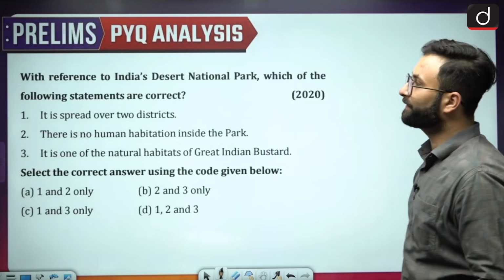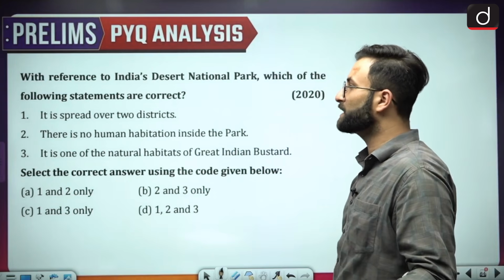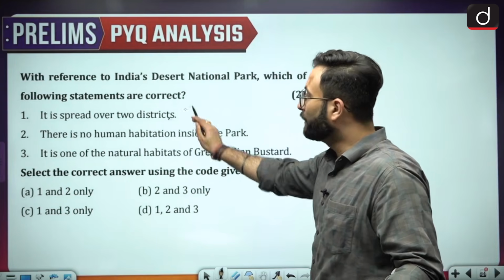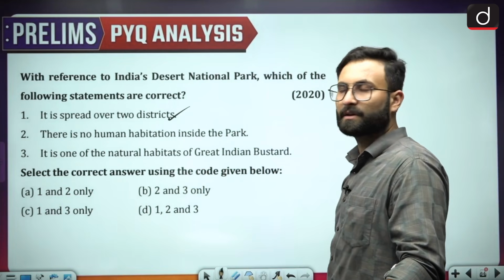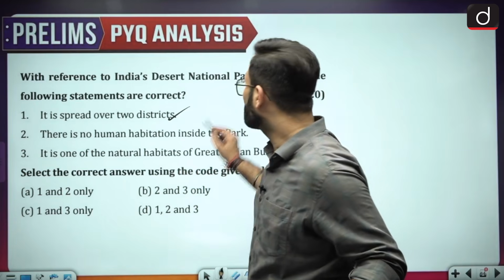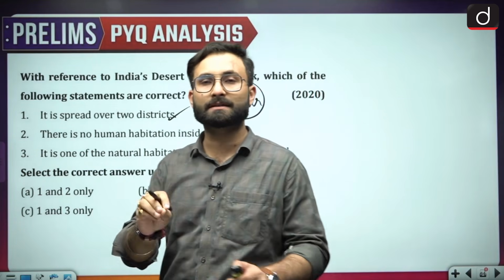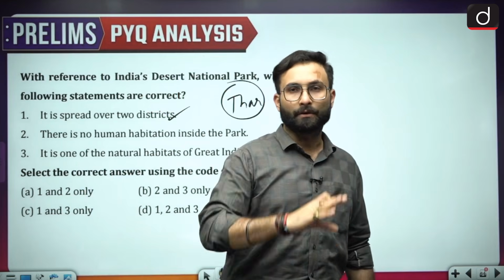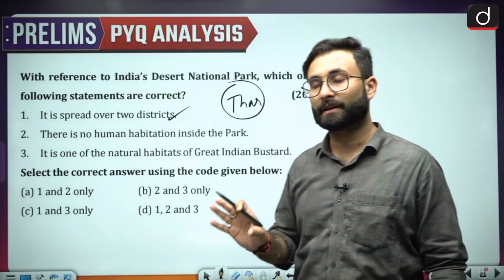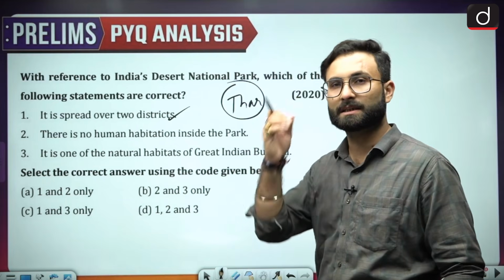Coming to the next one, with reference to India's Desert National Park, which of the following statements are correct? It spreads over 2 districts. That is correct. Okay, then when we talk about Barmer and Jaisalmer in Rajasthan, that is the one. There is no human habitation inside the park. Now, when we talk about the Thar Desert, it is one of the deserts which has a very thick density of population. Okay, all over the world, wherever there is a desert, the population density is low, but Thar is the one where high population density is found.